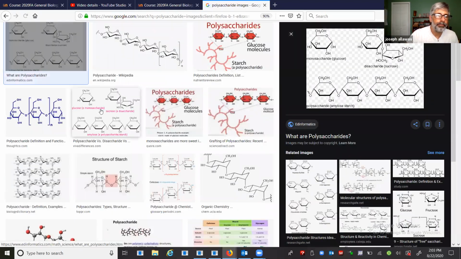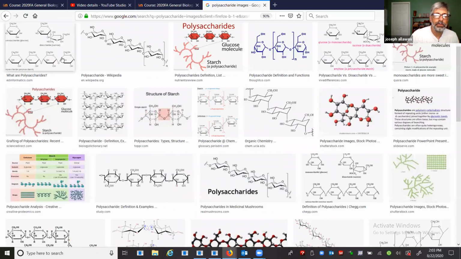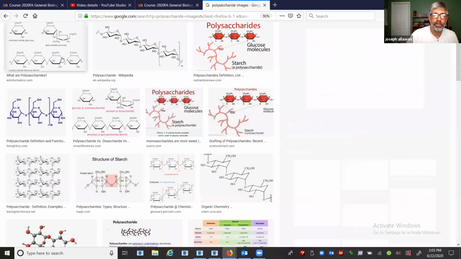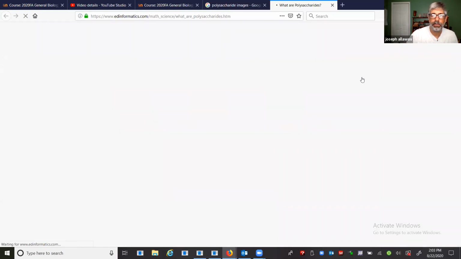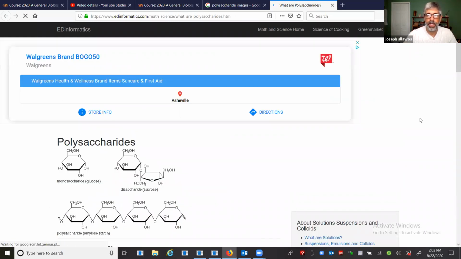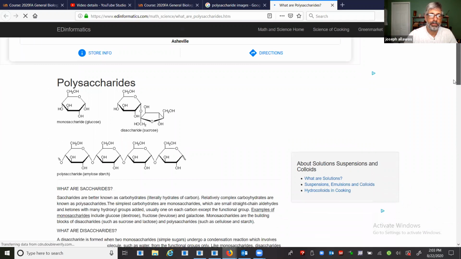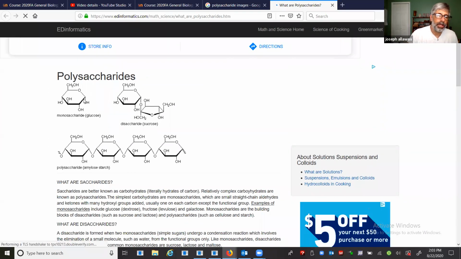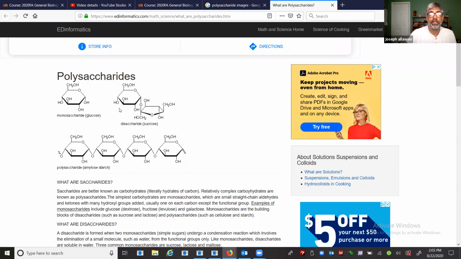So here's, oh, this is nice. This shows starch. Let's see if we can get that to get big. Yeah, so here's, oh, jumping all over the place now. I got a Walgreens ad. That's okay. So here's a monosaccharide, glucose. Disaccharide, sucrose. We didn't talk about sucrose, but that's another disaccharide. That's table sugar, right? And then here's a polysaccharide. This is starch. And so you can see 1 and then 2 for di and then many for poly.